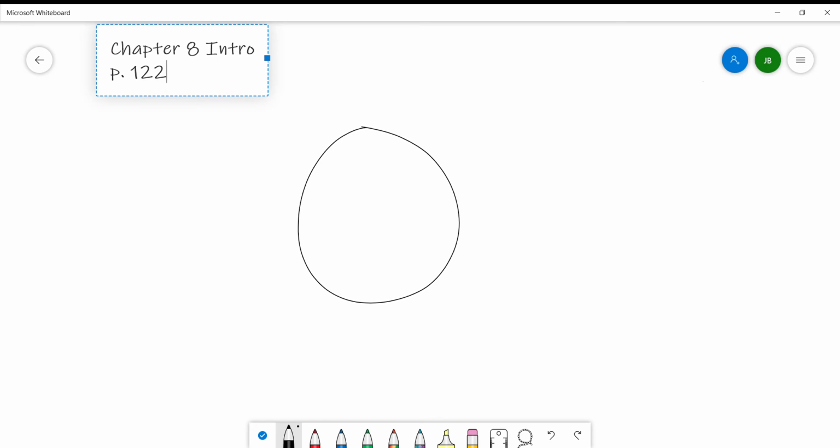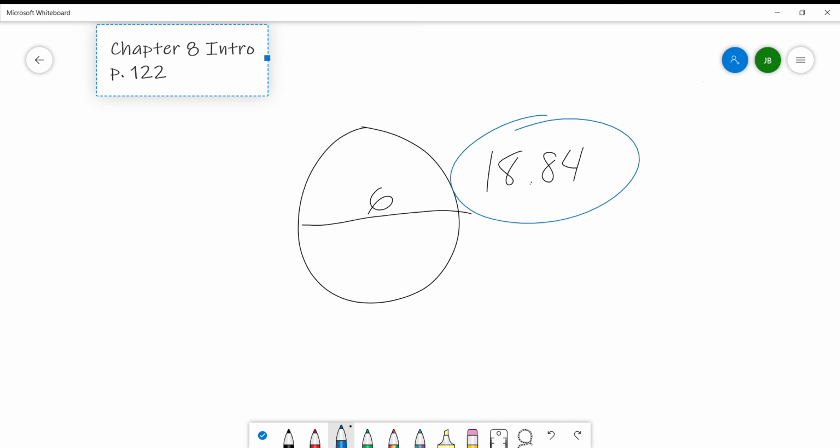Let's see, circumference of the waffle. Sorry, the diameter is 6. Take 6 times pi, you get 18.84. That's A. Circumference. To find the area of the waffle, we take pi r squared. So pi times 3 squared. 3 squared equals 9. So pi times 9 equals the answer of 28.26.